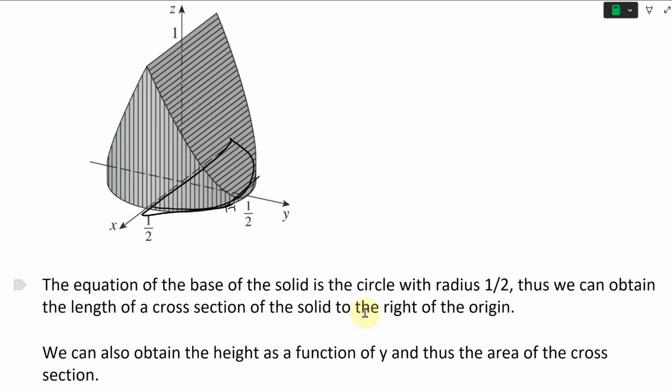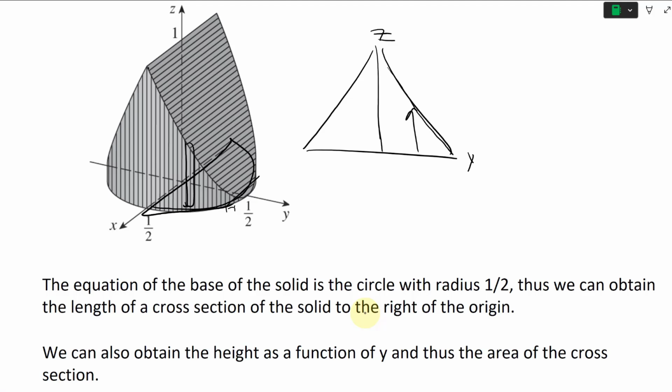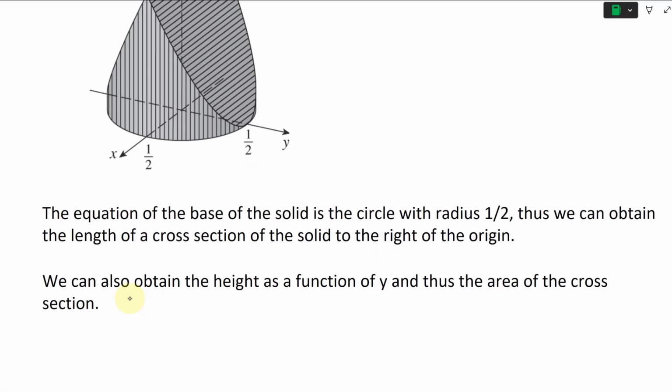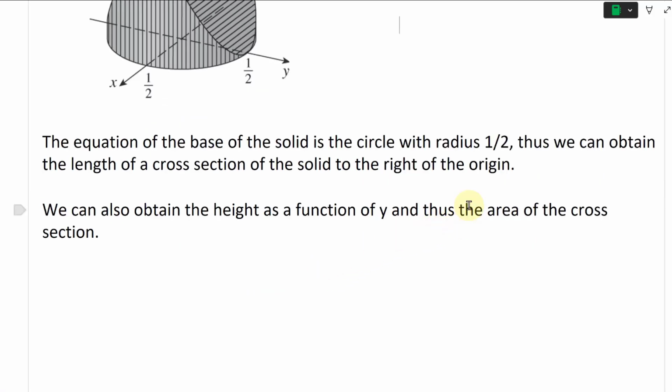And then from here, we also know the height of this. We can also calculate the height of this. This is just going to be a function, because if you look at it from this way, this is z, this is y. You can find an equation. This is just a straight line there. So you can find an equation of z in terms of y. So we'll see how this all plays out. And yeah, I wrote that right here. So we can also obtain the height as a function of y, and thus the area of the cross section.